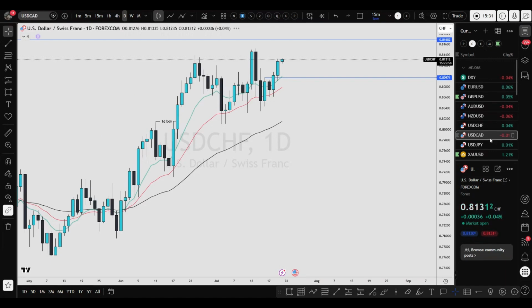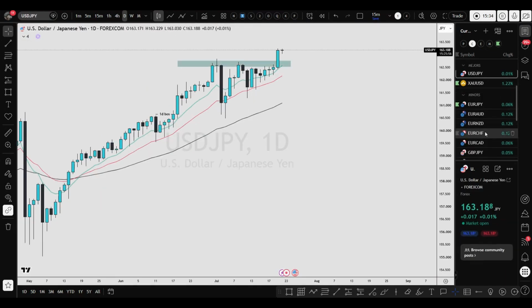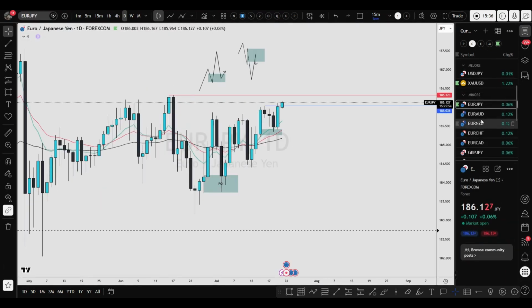Yeah, that's it from my side. There is nothing interesting for now, and I'm going to hold my GBP JPY position.